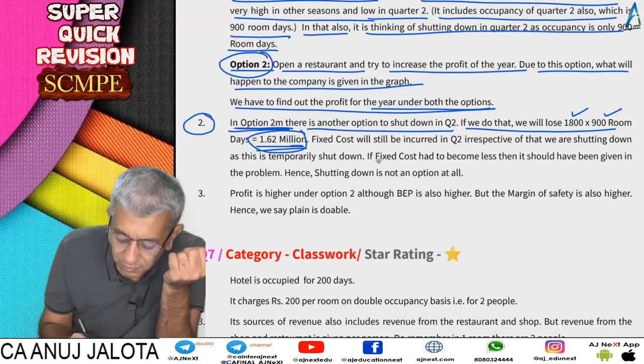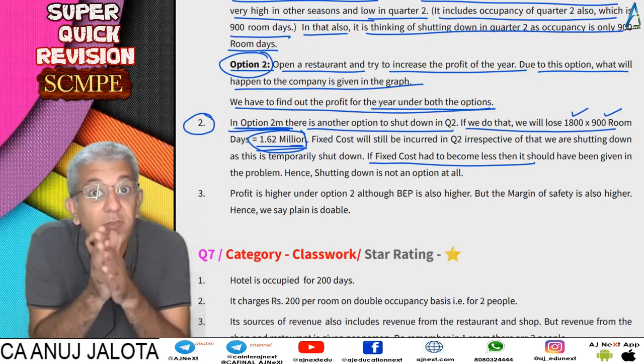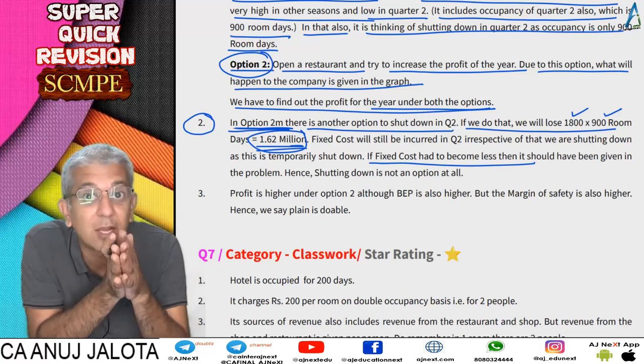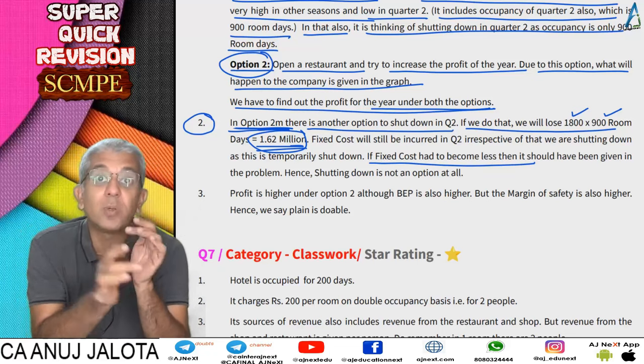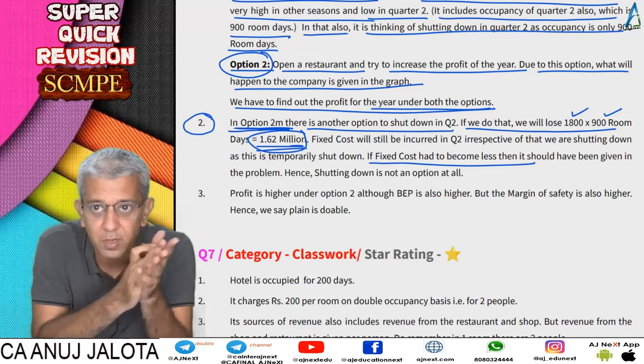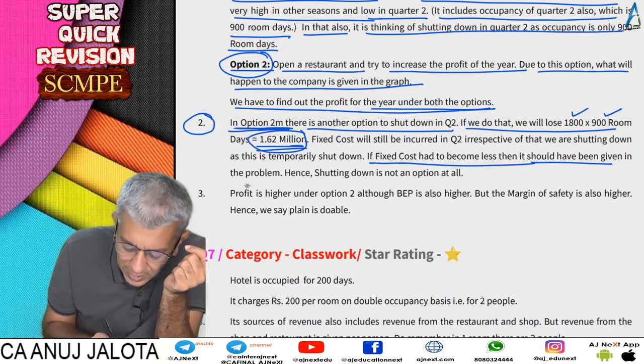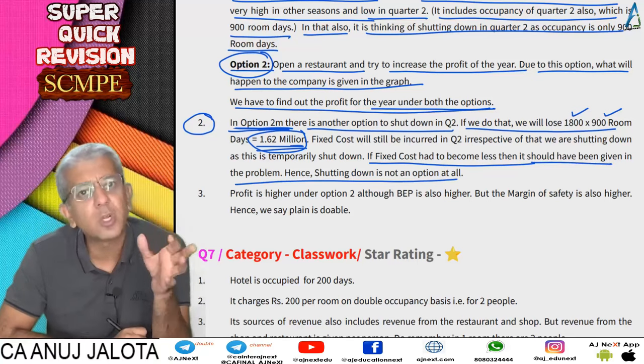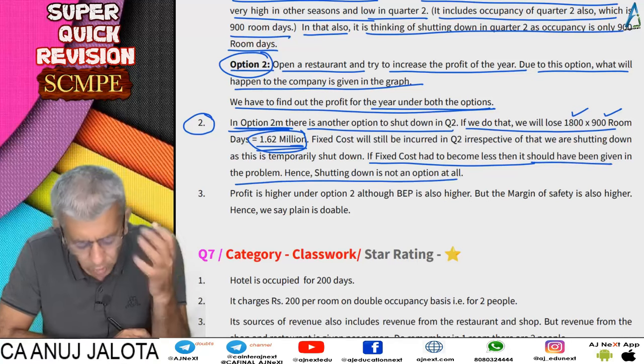Okay. Now fixed cost will not be changing, even if you shut down in quarter two. If fixed cost had to be reduced, those guys would have to tell us, like we were getting in our questions of temporary shutdown point. Please refer to your chapter number two. It should have been given. Hence, shutting down is not a good option at all. Okay, it is not a good option at all.